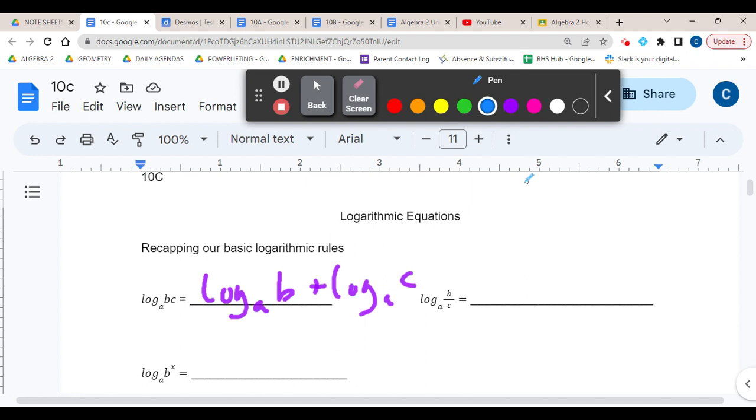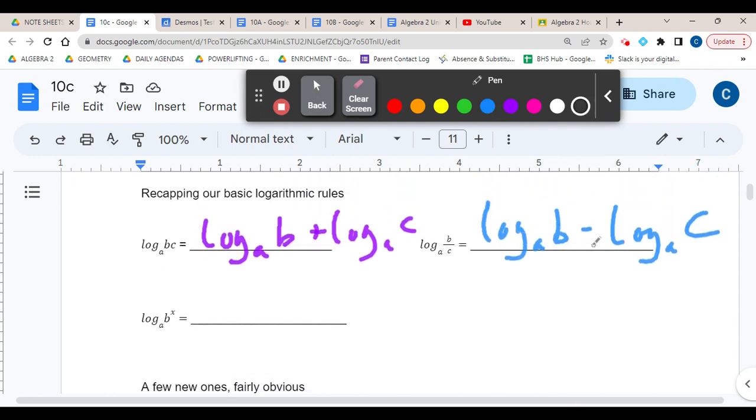Likewise, if we have log base A of B divided by C, it would be the log base A of B minus the log base A of C. So it's the same kind of logic that applies when we're multiplying two numbers in the answer: we split the logarithms up and add them. If we're dividing two things within the logarithm, we split the logarithms up and subtract them. Notice that they have to have the same base number.